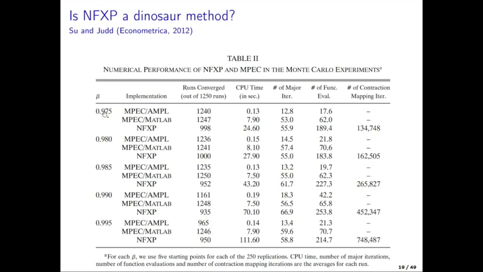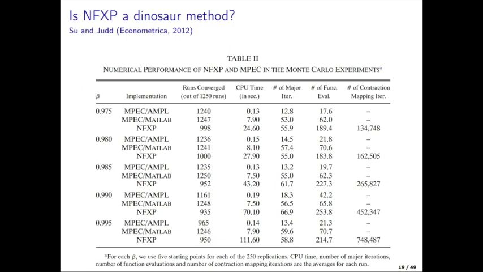And look at what is going on as you increase beta. Now, as beta goes to one, the stability or the speed of NFXP surely drops a lot, right? I mean, close to 2 minutes just to solve the engine replacement problem with beta equal to 0.995. But wait a minute.